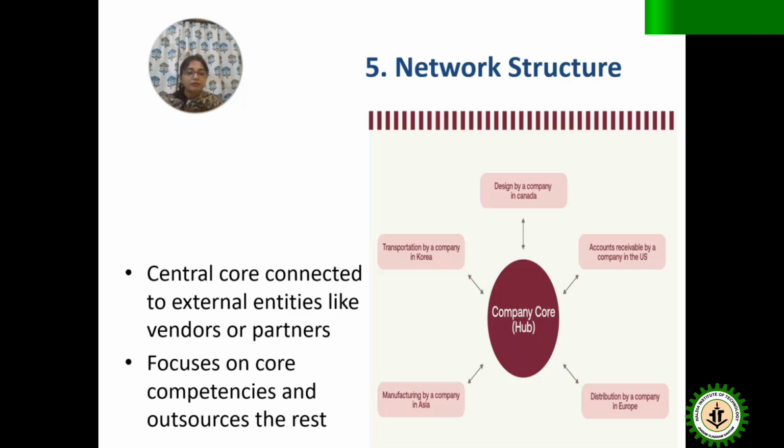Here you can see in the diagram that the company core is the hub. Now it is joining various organizations which are working together to deliver one single product. Now they can hire somebody from outside the organization and they can hire somebody on the efficiency and skill test. And also, these are connected to external entities like vendors or partners. Now, it focuses on core competencies and outsources the rest.